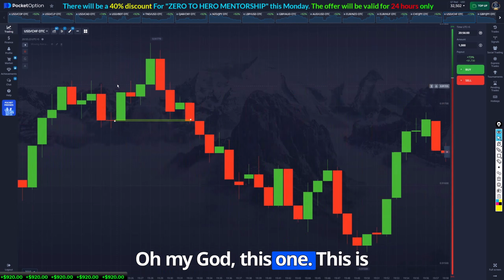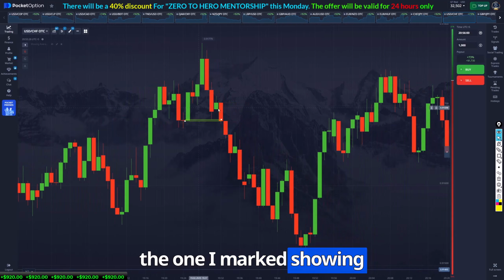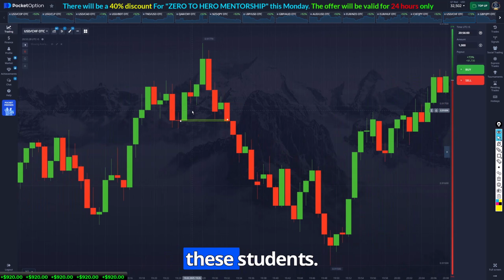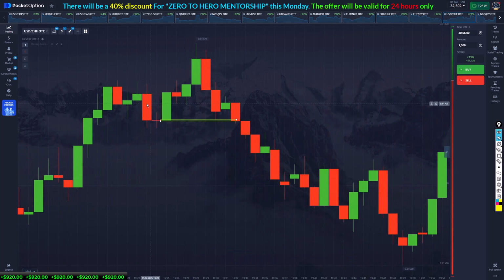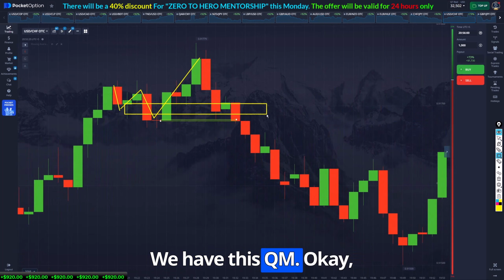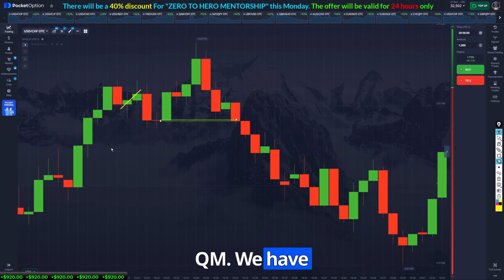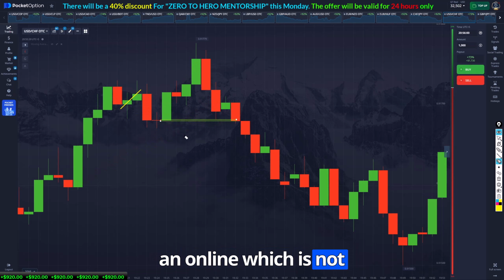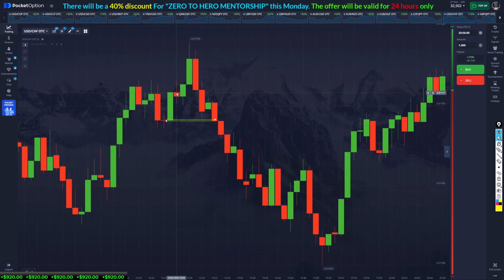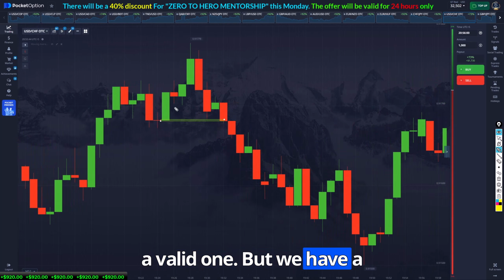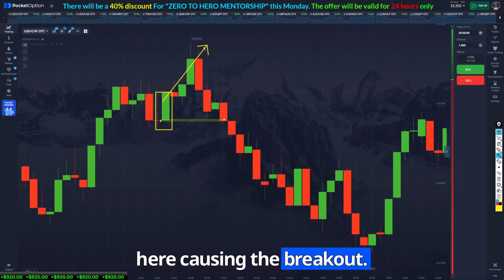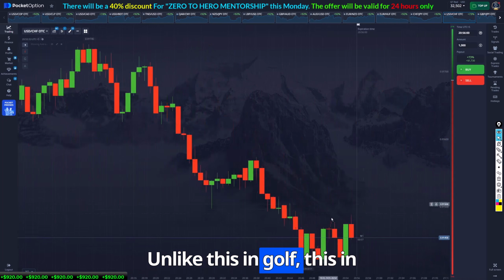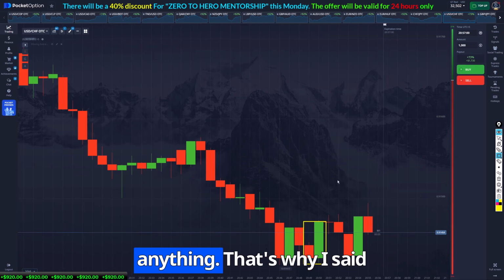Oh my God, look at this one. This is the one I marked showing an example for one of these students. How beautiful is this, man? We have this QM, okay? We have a trend line, which is not exactly a valid one, but we have fair value gap, we have order block, and also the engulf right here causing a breakout, unlike this engulf, which is not causing anything.